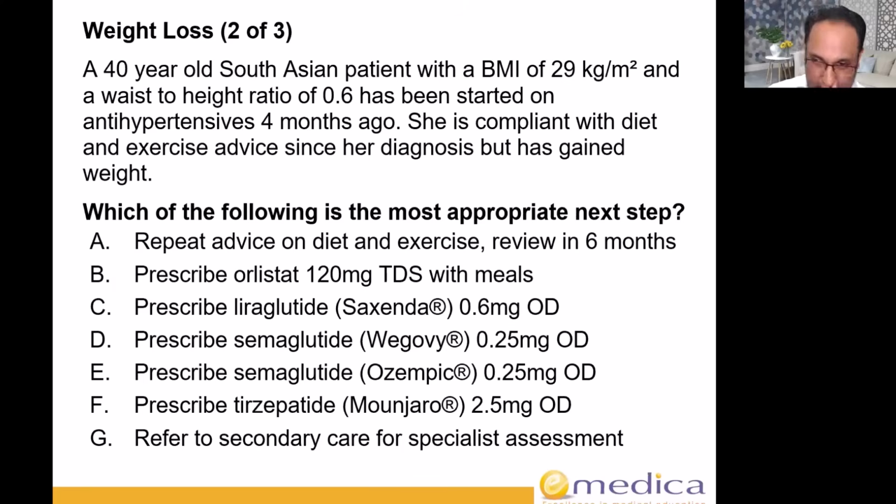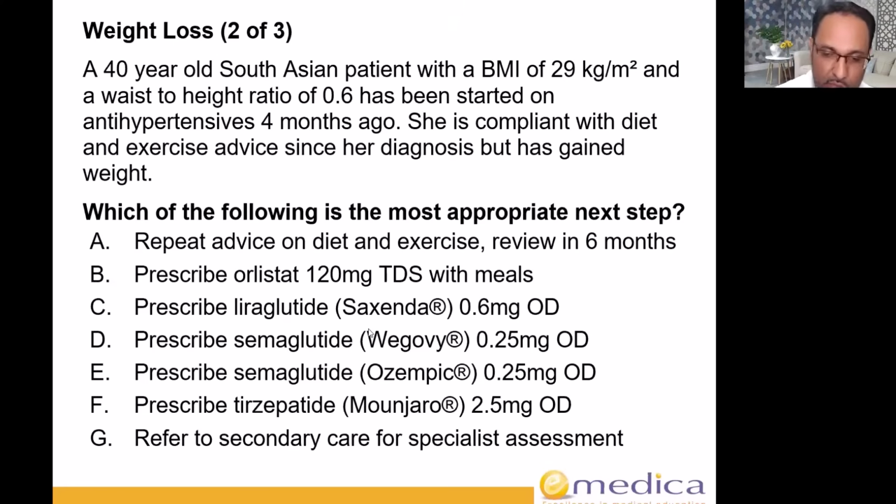Okay, great. I'll stop you there. Very interesting. So there's a big spread of answers. This is more challenging than the one that we've just done. So the three popular answers are B, orlistat, F, tirzepatide, and G, refer to secondary care for specialist assessment. For example, you might refer to a specific weight management service. Okay. So that's the main spread. And then a few people have picked C, prescribe liraglutide.